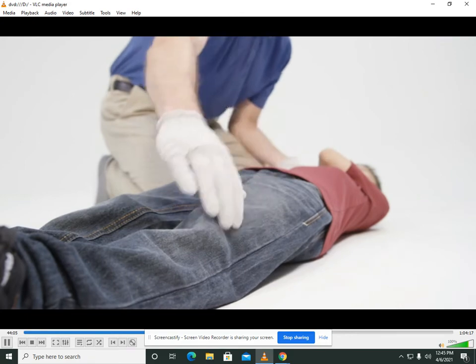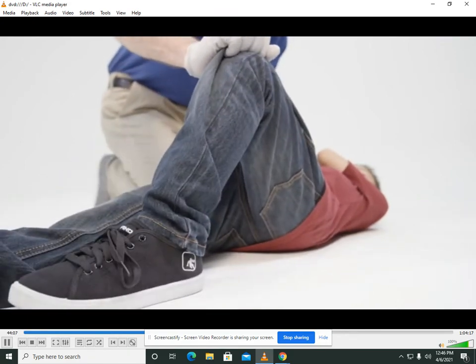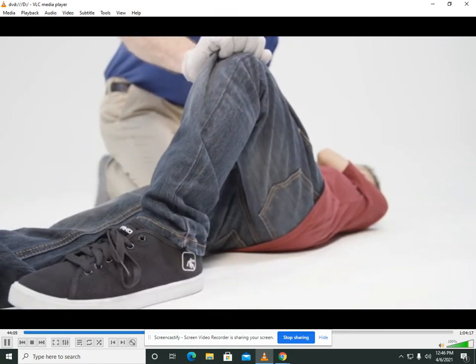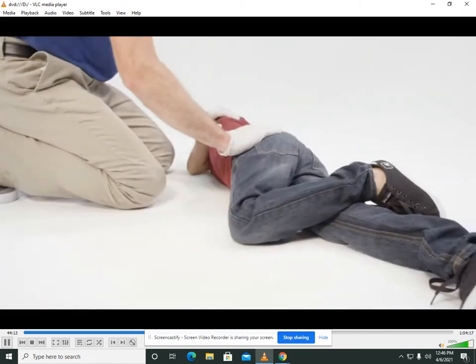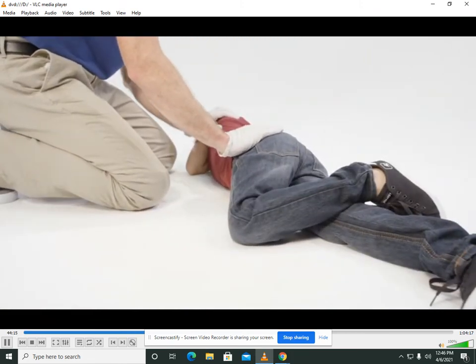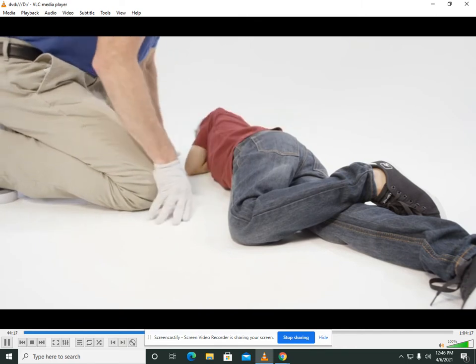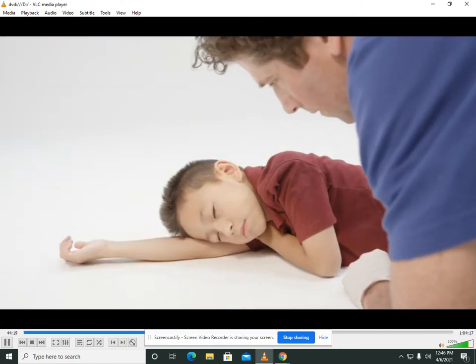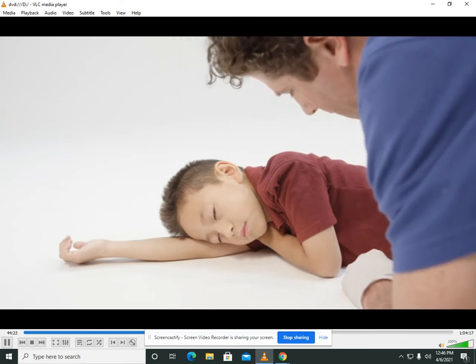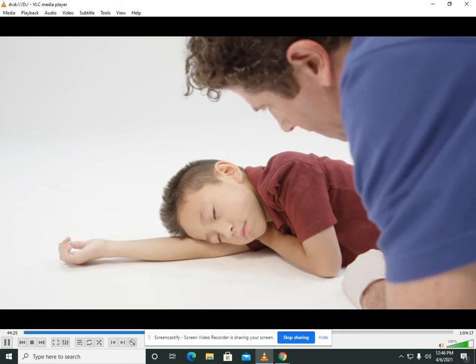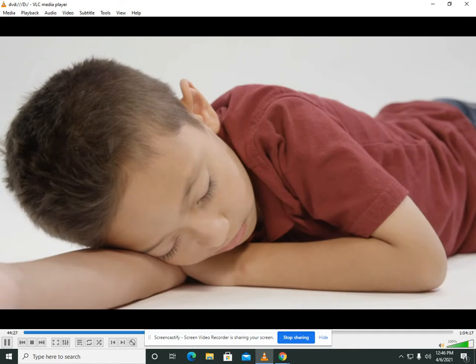Grasp the far leg just above the knee and pull it up so the foot is flat on the ground. Grasping the shoulder and hip, roll the child toward you in a single motion, keeping the head, shoulders, and body from twisting. Make sure the head ends up resting on the extended arm. Roll far enough for the child's face to be angled towards the ground. Make sure there's no pressure on the chest that might restrict breathing.